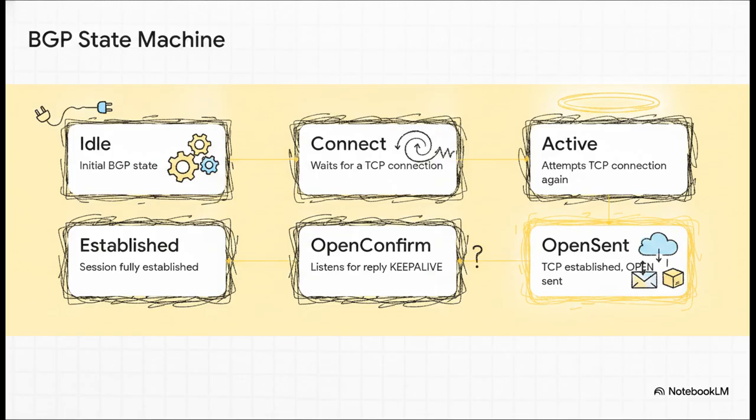Next it hits open confirm, waiting for a keep alive in reply. And finally, it reaches the holy grail, established. This is the fully formed state where those update messages containing routing information can finally flow freely.